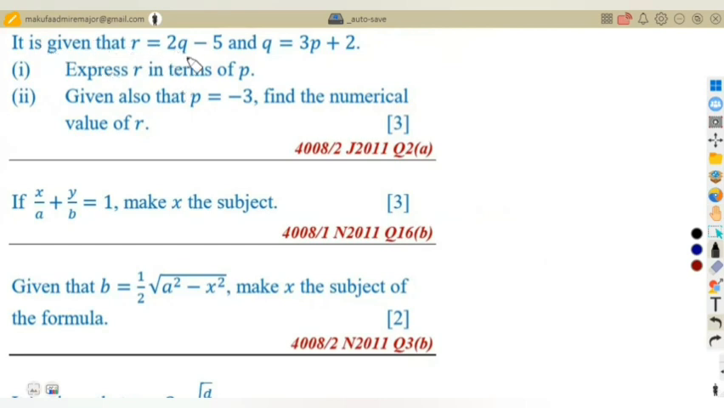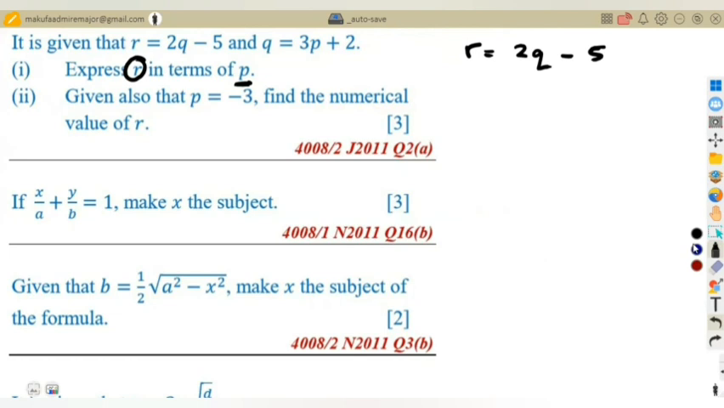It is given that R is equal to 2Q minus 5 and Q is given as 3P plus 2. Express R in terms of P. Take note, our answer here, we are given R being in terms of Q on the original question, on the original part. Now they want R in terms of P.